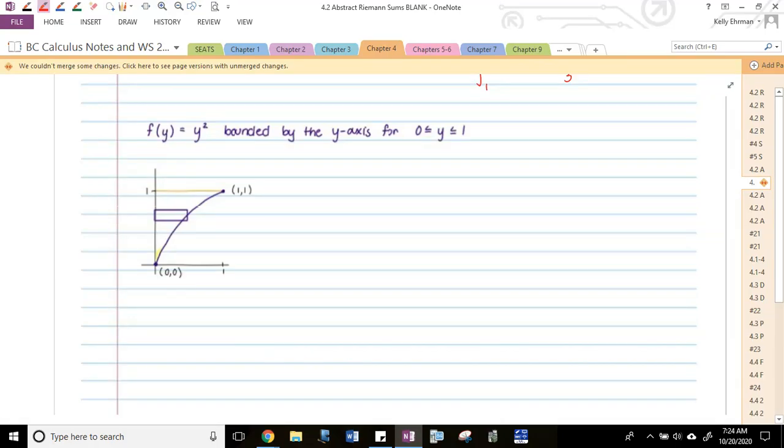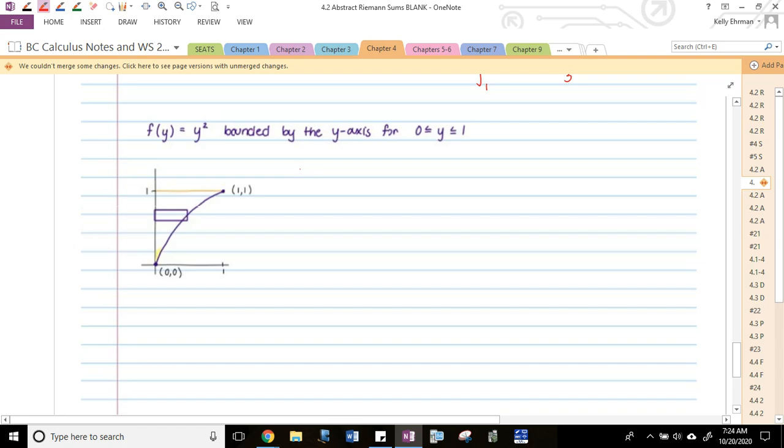We're going to go ahead and do the last example, and you can see it's a little bit different because the function is written in terms of y. So we're looking at the area bounded by the y-axis for values between 0 and 1 for y. You can see in this picture, the rectangle will be going lengthwise. The setup is still generally the same, though.